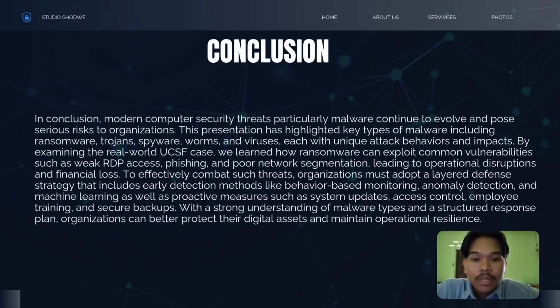To effectively combat such threats, organizations must adopt a layered defense strategy that includes early detection methods like behavior-based monitoring, anomaly detection, and machine learning, as well as proactive measures such as system updates, access control, employee training, and secure backups. With a strong understanding of malware types and a structured response plan, organizations can better protect their digital assets and maintain operational resilience.